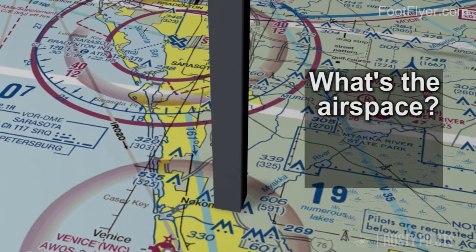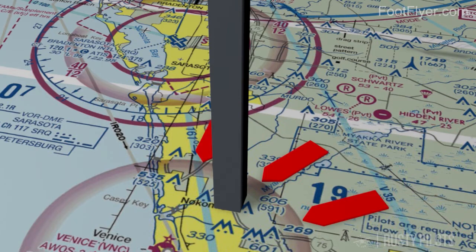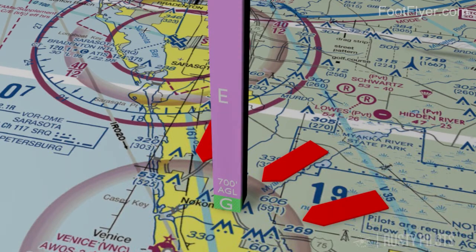How about this one? It's in a transition area, but otherwise is pretty standard. It's G up to 700 feet with E up to 18,000. You could legally do pattern work in Venice with only a mile and clear of clouds as long as you stay below 700 feet AGL. Legal, yes, maybe not so wise.